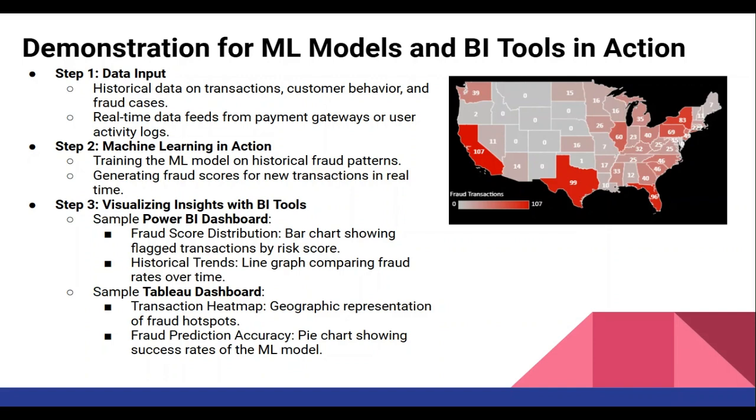Moving over to Tableau, in Tableau we can use a transaction heat map. If you look over at the image on the right, you'll see a geographic representation of fraud hotspots. By looking at this heat map, we can see which states have higher activity of fraud.